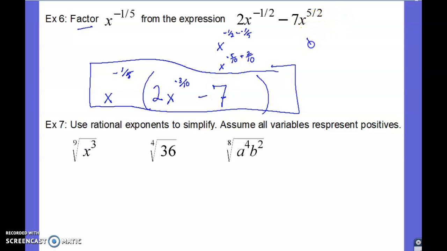But the same process, take that 5/2, and we're going to subtract off negative 1/5. Maybe I should over-explain this as well, because really what we're doing by factoring something out is we're dividing. So really what I'm doing is taking that x to the 5/2 divided by x to the negative 1/5, which is equal to my work right here. I hope that makes sense. If not, again, bring your questions, and hopefully I can answer them.